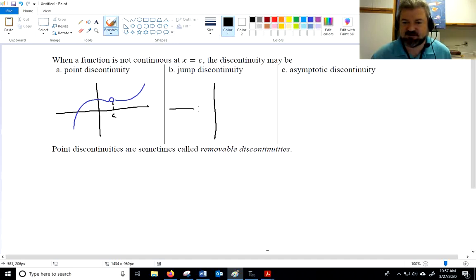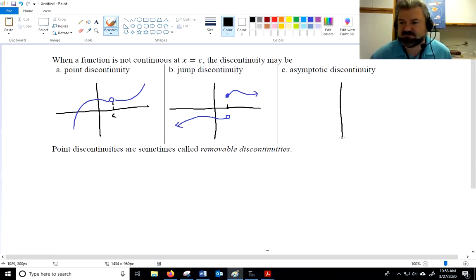Now, a jump discontinuity is when you have a value and then it jumps at that value somewhere else. And maybe this one here I drew filled in. It could be open on both sides too. But that is definitely a jump discontinuity.